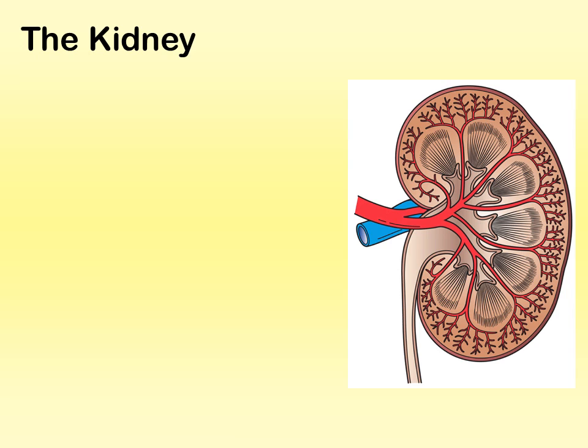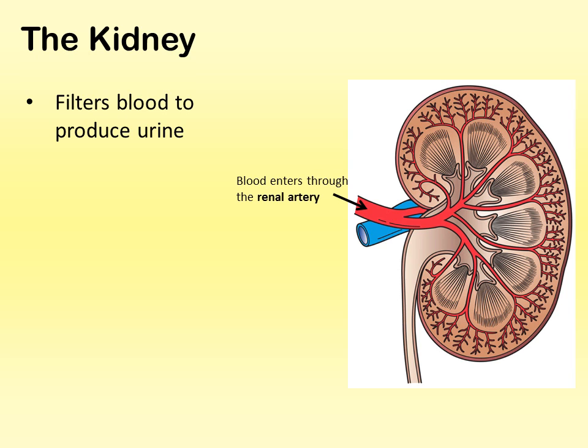Okay, so let's take a look at the kidney, its structure, and then we'll evaluate how it functions to produce urine. So the kidney, first and foremost, filters blood to produce urine. That is its function. That blood will enter the kidney through what's called a renal artery, coming straight off of the dorsal aorta. After that blood is filtered through the kidney, it will leave the kidney in the renal vein to return to the inferior vena cava.